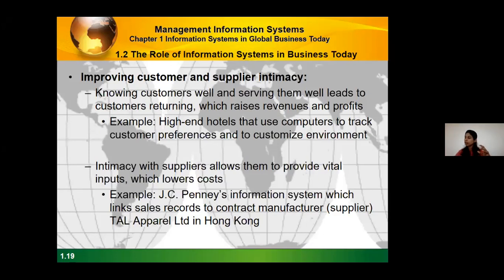TAL Apparel, even though they are in Hong Kong, can monitor in real time how the stocks are moving in the organization, right? By doing that, they can determine what items need to be made available, so they can start their manufacturing activities more quickly, because the information is readily available, right? This is facilitated because of the strong relationship that exists between the supplier and the organization. And the information system is the one which helps the organization to maintain this strong relationship with the supplier. Is it clear to you? So the things I have discussed so far, is everything clear?